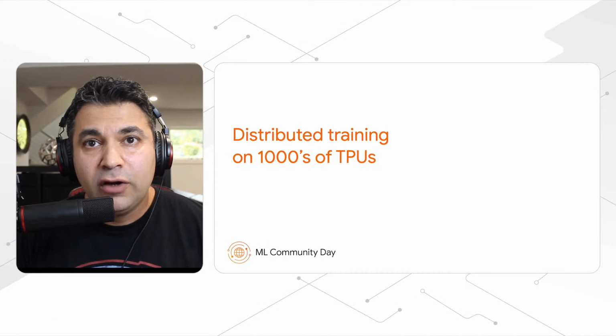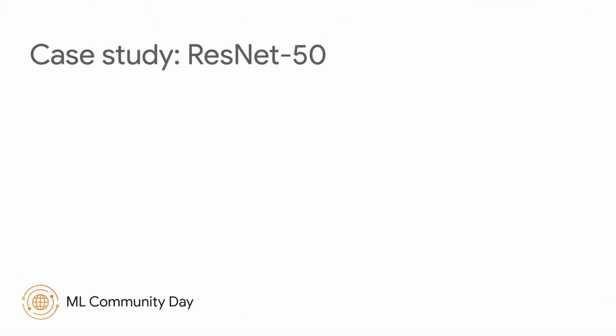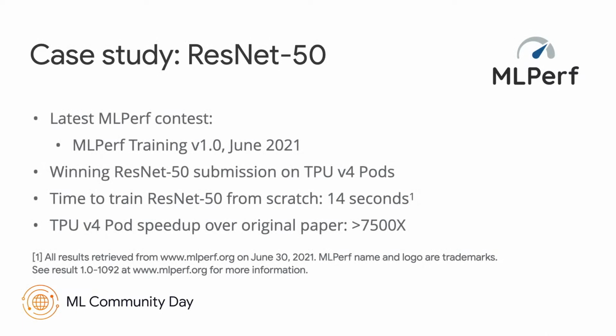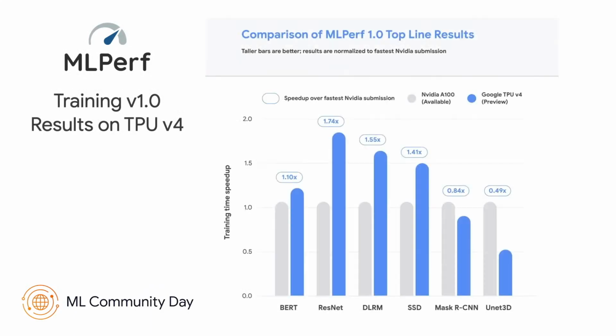Next, let's talk about the distributed training using thousands of TPUs. The latest results of MLPerf, which were published in June this year, included a submission using TPU V4 pods for ResNet 50, which was the fastest time to train the model at just 14 seconds. As a comparison, when the original paper was published in 2015, the time to train the model was about 29 hours on GPUs. The winning submission from Google is using more than 3,400 chips to train ResNet 50.